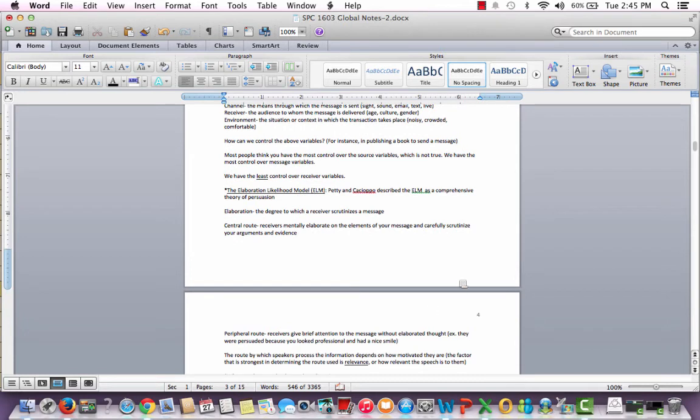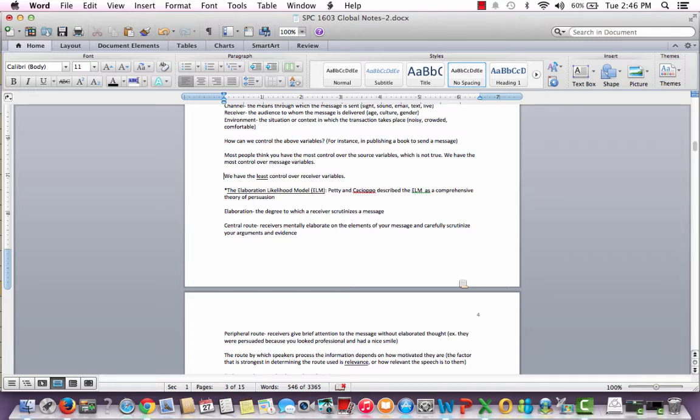The central route is when receivers mentally elaborate on the elements of your message and carefully scrutinize your arguments and evidence. The peripheral route is when receivers give brief attention to the message without elaborated thought.